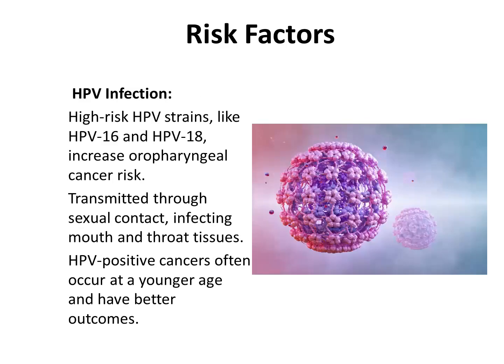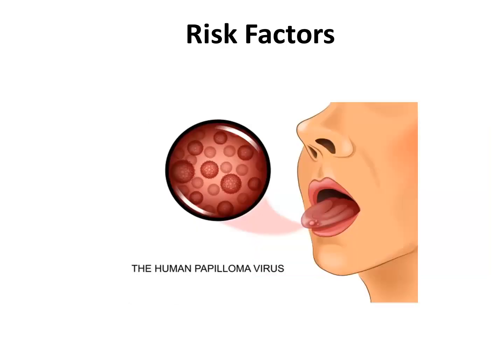HPV infections, usually HPV 16 and HPV 18, increase the oropharyngeal cancer risk, transmitted through sexual contact, infecting the mouth and throat. Sexual contact is usually oral sexual contact, and HPV positive cancers often occur at a younger age and have better outcomes. Of course, at younger ages, people are more sexually active, and the good thing is that in younger ages, they have better prognosis in this regard. This is a picture of human papilloma virus. And it is very dangerous and is transmitted sexually.